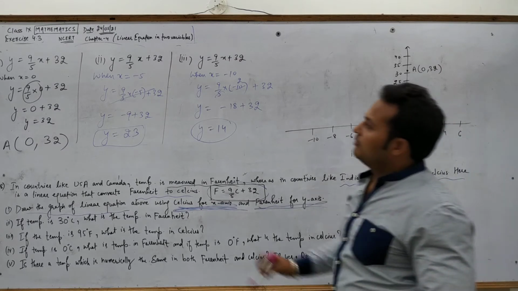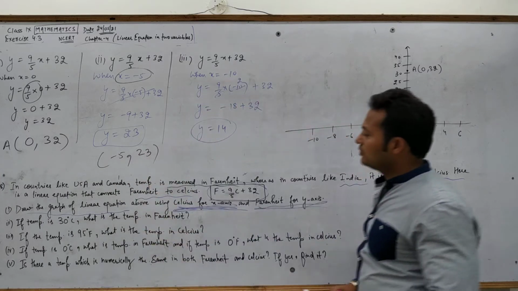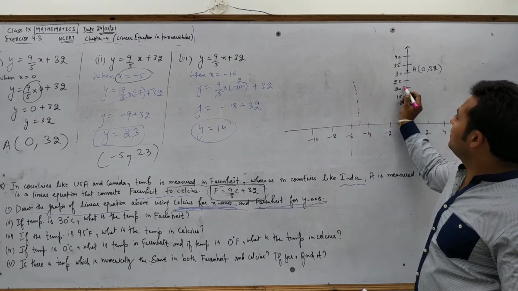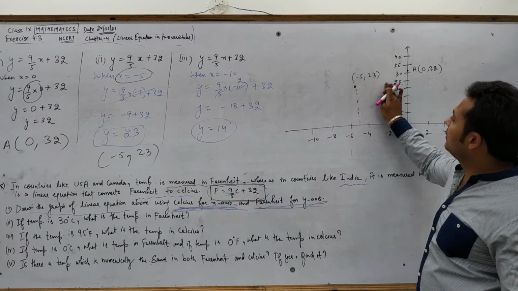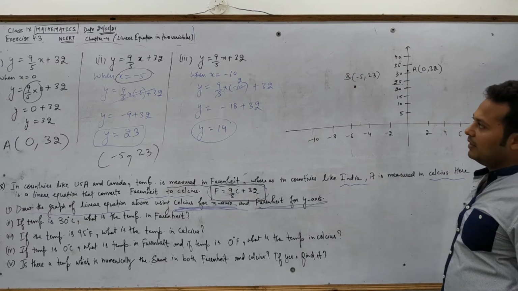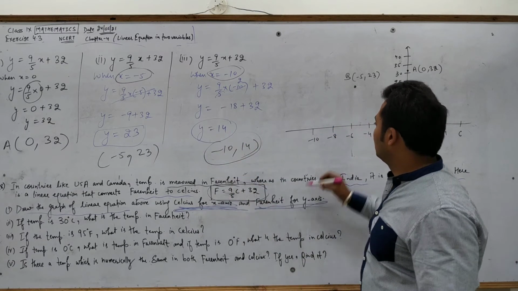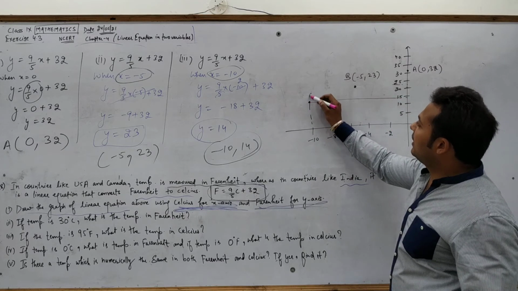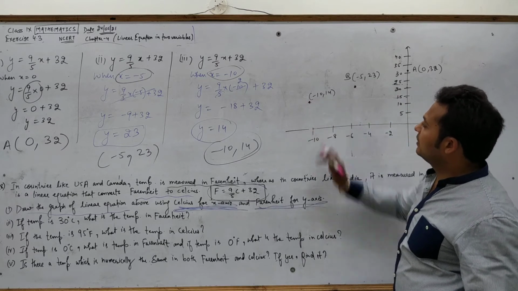Second one is when x is minus 5, the value of y is 23. It would lie here, minus 5, 23. And the third one is when x is minus 10, y is 14. It will lie here. So this is our third point.